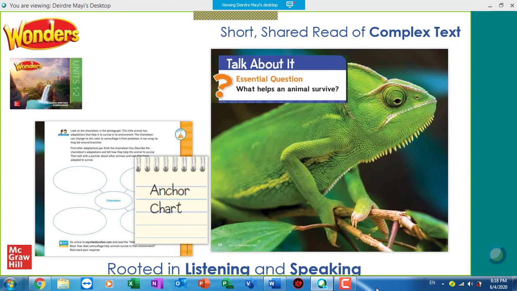Now, as students finish discussing the essential question, because the Reading Writing Companion is interactive, they are going to write their thoughts in a graphic organizer right there in the Reading Writing Companion. And for those of you who are interested in developing anchor charts, you'll be pleased to know that while Wonders does not come with already completed anchor charts, we give you the information that you need to help the students create anchor charts, which will be meaningful to you and the students in your class.